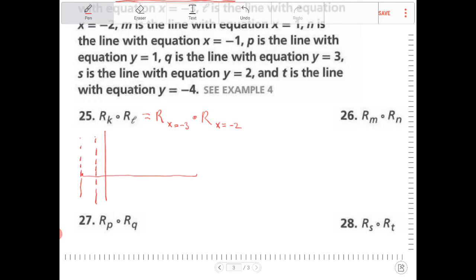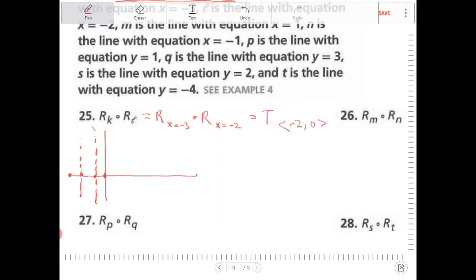That would be equivalent to, let's say if I take the origin and I reflect it over x equals negative 2, I'll end up at negative 4. And if I reflect negative 4 over line x equals negative 3, I'll end up back at x equals negative 2. So that would be a translation of negative 2 comma 0.